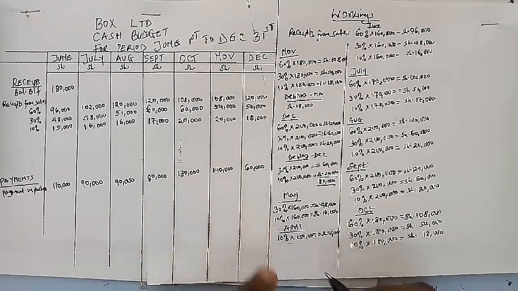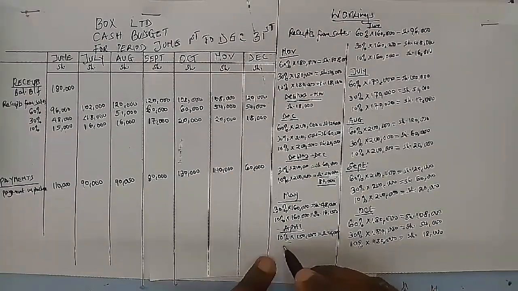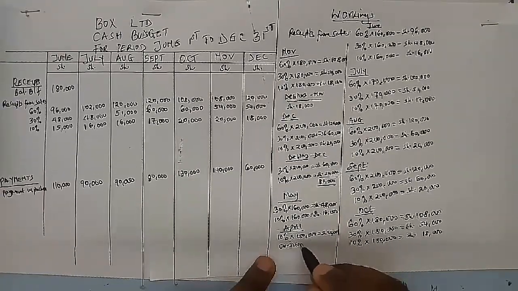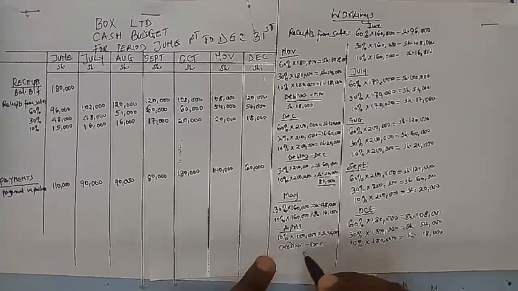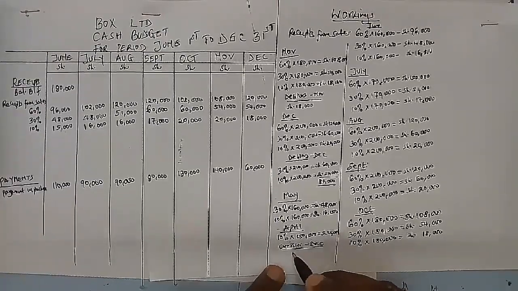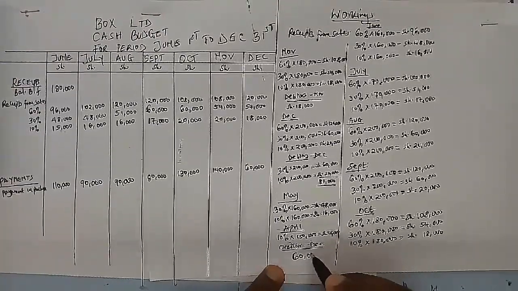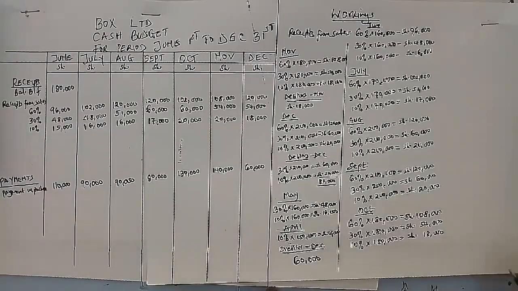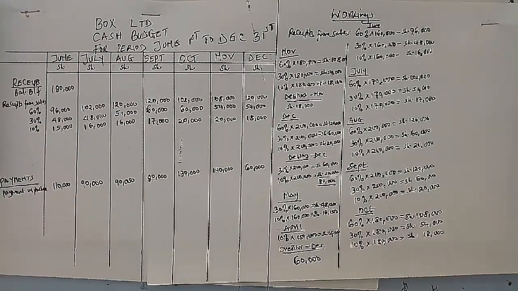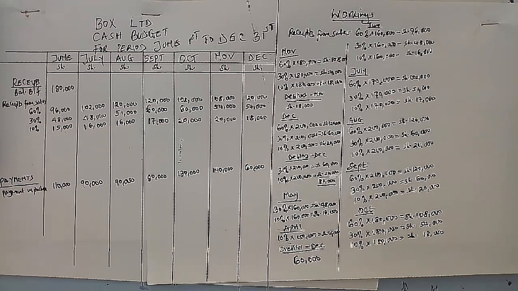Therefore, in the month of December, we have creditors. This is the creditor for the month of December. Remember, the one for the month of December amounting to shillings 160,000, we have not yet paid. So that one will be paid in the month of January.